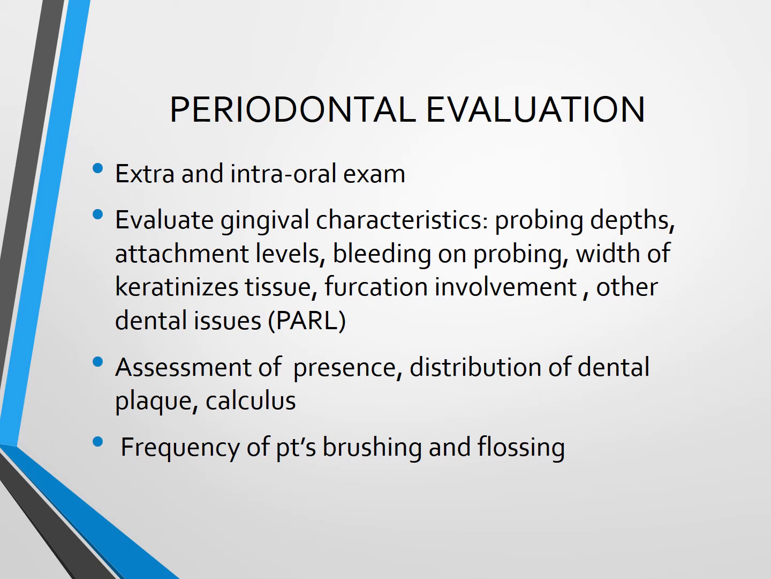We also have to evaluate the gingival characteristics. In doing so, we actually utilize the periodontal probe, and with that, we are looking at the probing depths, we are checking the attachment levels, assessing whether bleeding on probing is present, the width of the keratinized tissue, whether there is furcation involvement, as well as other dental issues such as periapical radiolucencies.